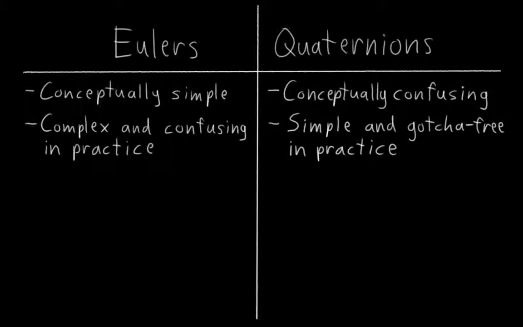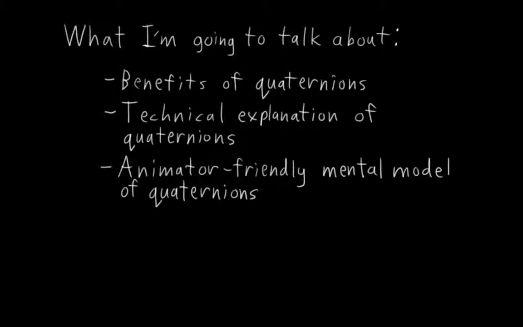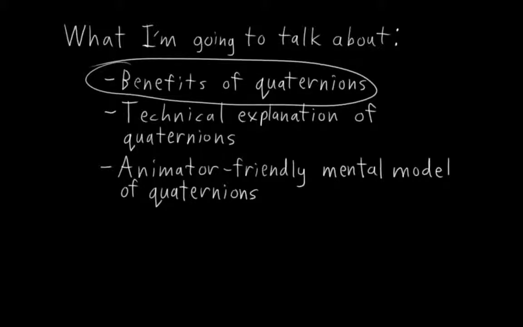But indeed, explaining how quaternions function on a technical level is going to be a little bit tricky, so bear with me. I'm first going to give a quick overview of some of the benefits of quaternions, and why I like to use them in my rigs. Then I'm going to give a technical explanation of how quaternions represent rotations. And finally, at the end, I'm going to give you a simple, intuitive mental model of quaternions that I use when I'm animating. So, what's so good about quaternions?